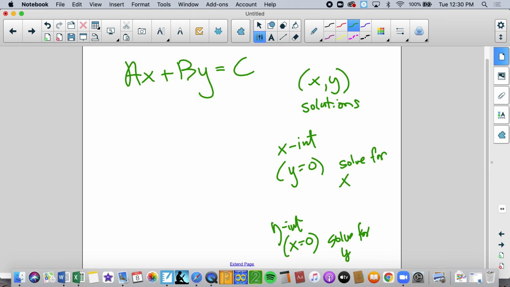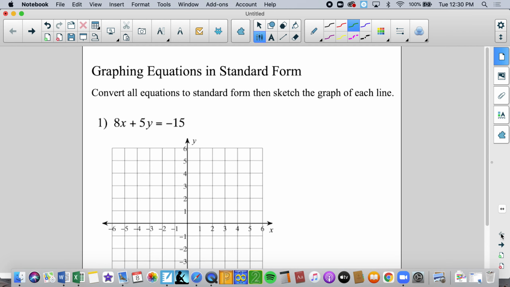It helps us find the x and y intercepts. So when we find the x and y intercepts, we can plot 2 points, and then we can graph that line. So what we do is we plug in 0 when we want to find the x-intercept. We plug 0 in for y.